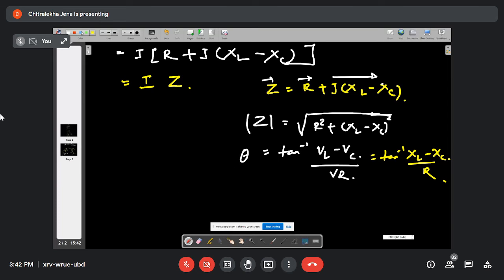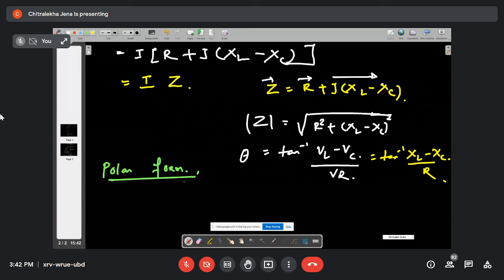Okay, so now come to the polar form, like how we have solved it. Up to this, anybody having doubt, tell me. Ritankar, you understood? Okay, very good.